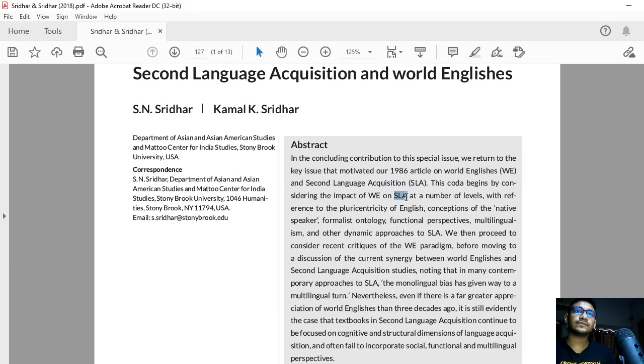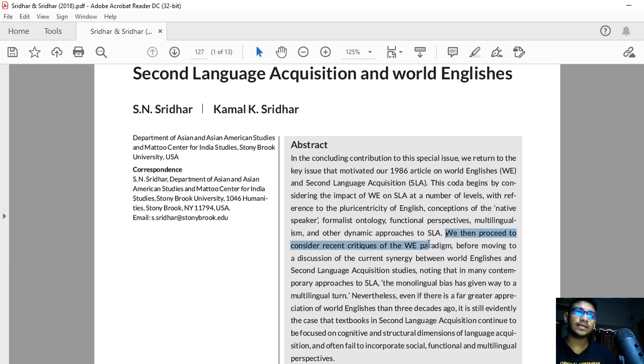So the field of SLA, second language acquisition, was actually impacted by world Englishes. World English scholars, what they studied and researched, had an impact on second language acquisition researchers. So they are going to highlight those things, for example, pluricentricity, native speaker, formalist ontology, functional perspectives, multilingualism, and many others. Those new ideologies that SLA researchers believe right now were influenced by world English scholars. So these writers are going to argue that.